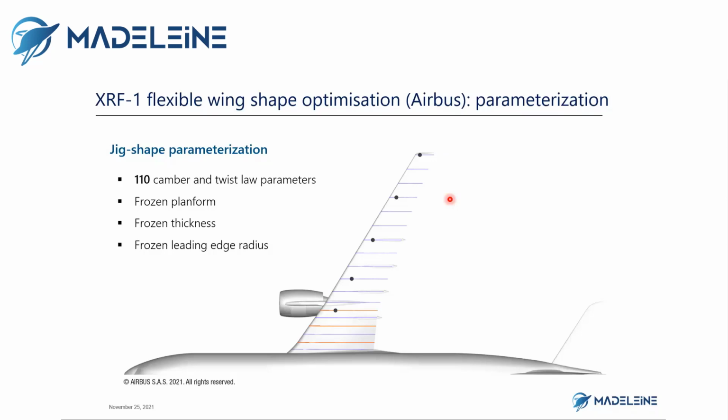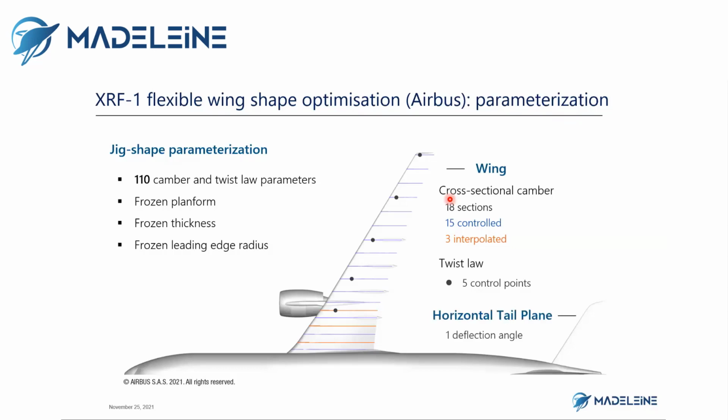In total, we consider 110 parameters, which are split across 18 sections. 15 sections are directly controlled, represented in blue on the picture, and 3 of them are interpolated, represented in orange here. For the twist law, we consider only 5 control points, which act as deformation points to deform the twist law smoothly for the entire wingspan. In addition to the wing shape parameterization, we also have an additional design parameter in order to rotate the horizontal tailplane to trim the aircraft.